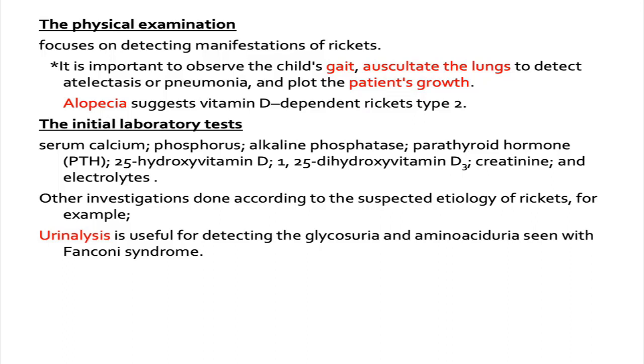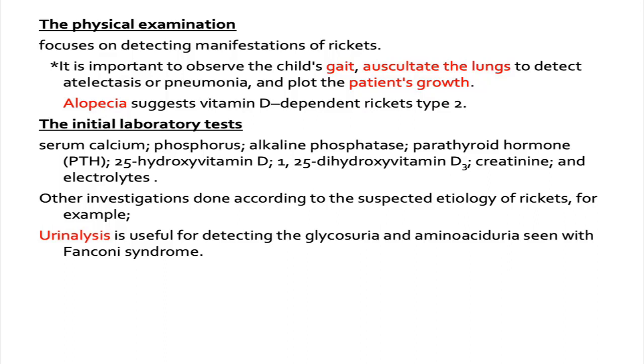Presence of normal or low alkaline phosphatase makes us query the diagnosis of rickets. We send also for parathyroid hormone, looking for secondary hyperparathyroidism because of vitamin D deficiency. Estimation of the level of vitamin D, whether 25-hydroxy or 1,25-dihydroxyvitamin D. We send for creatinine and electrolytes, and some other investigations according to the suspected etiology of rickets.